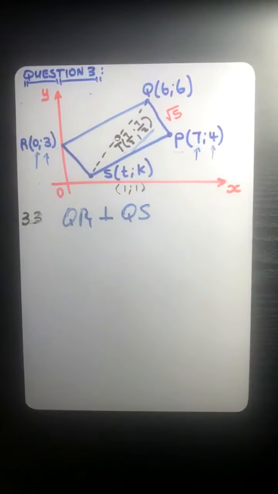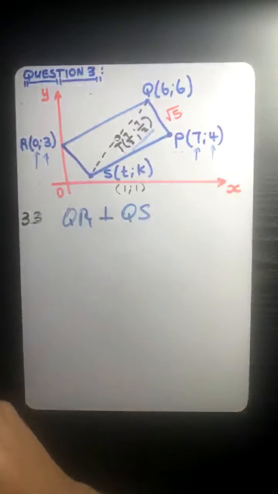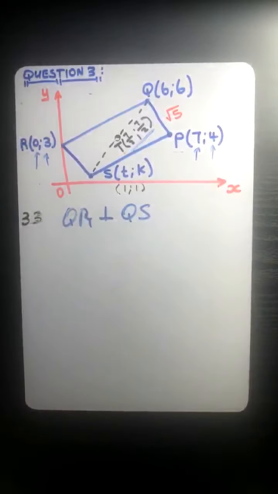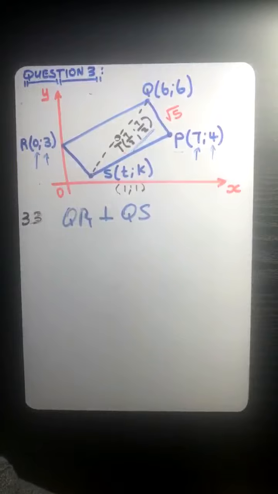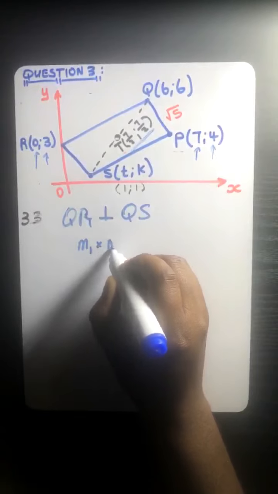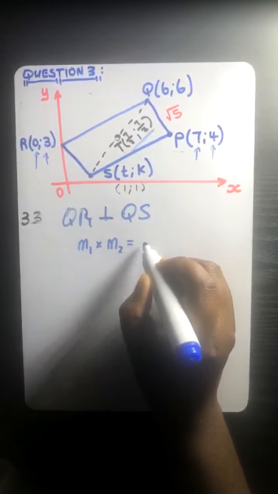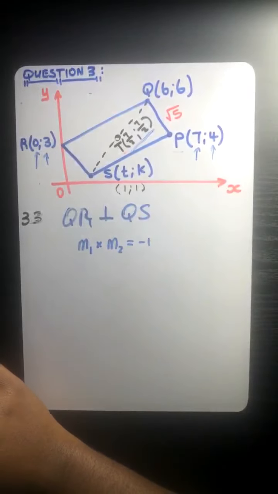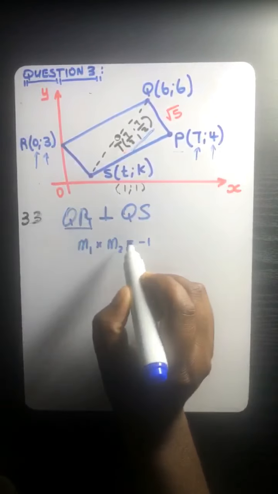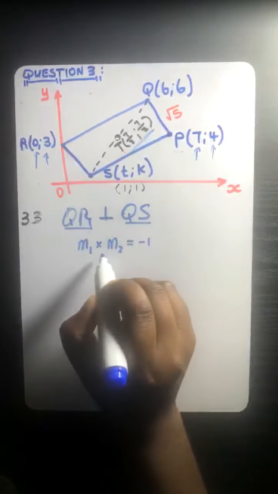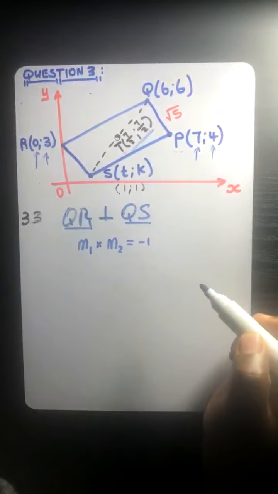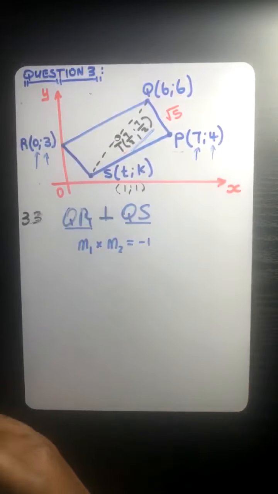Ladies and gentlemen, what Lerato is saying over there is that what we know about perpendicular lines is that the gradient of line 1 multiplied by the gradient of line 2 will give you negative 1. So that means we might need to calculate the gradient of this line and the gradient of this line, multiply them together and expect to find negative 1. Did you all understand that part before we start with the calculations?